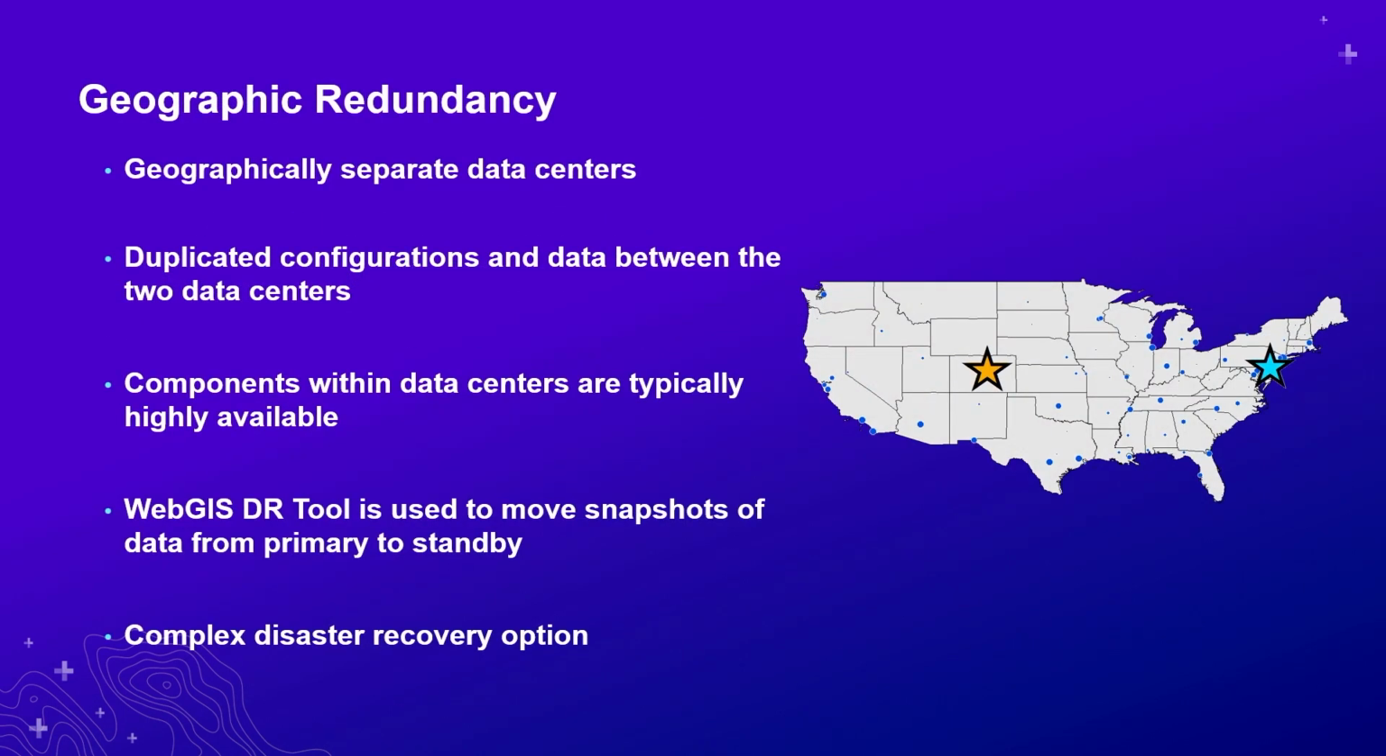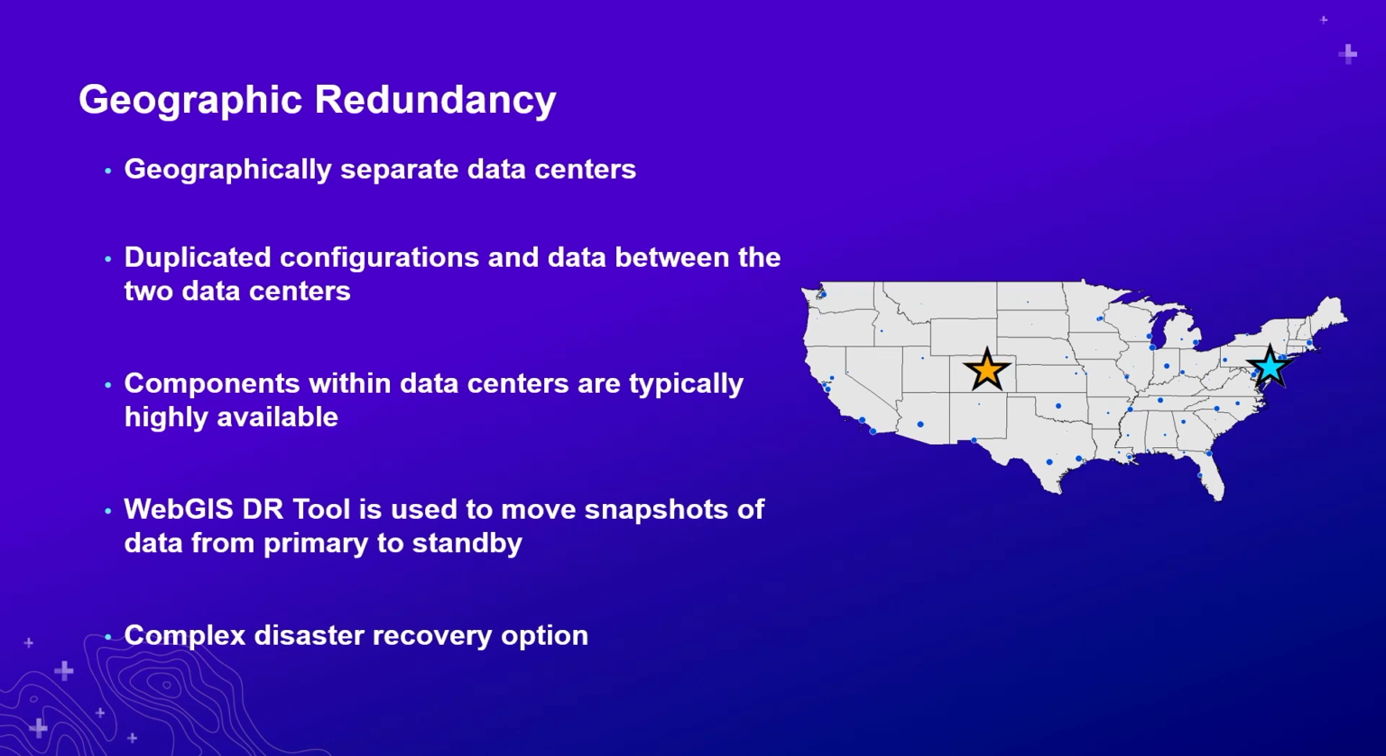Being geographically redundant involves managing two separate data centers that are geographically separate, and they're mirrors of each other. So you can have a primary data center on the East Coast and a standby data center on the West Coast. If some catastrophic event takes down your primary data center, you can flip over to your standby data center and continue normal operations.